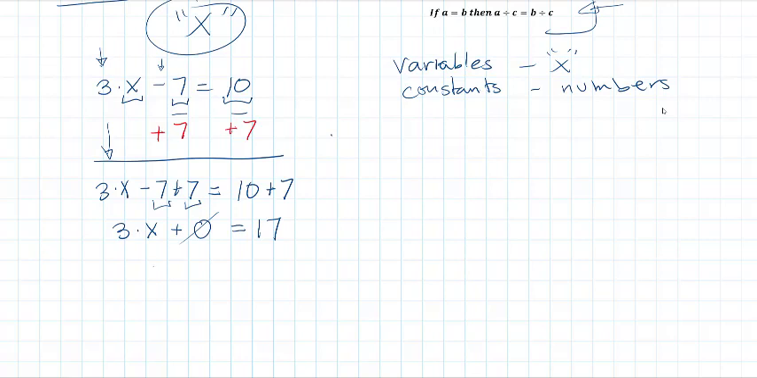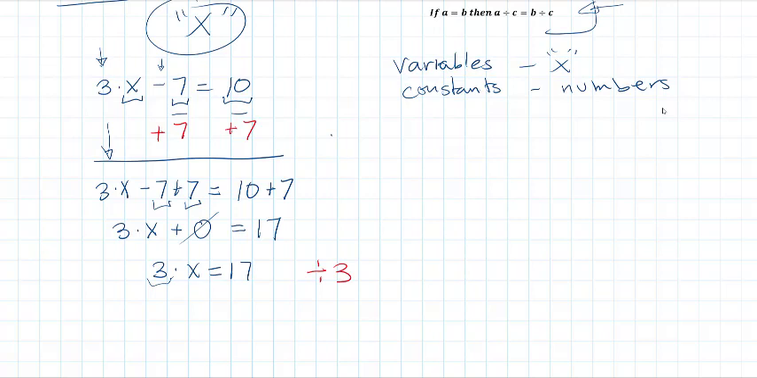What will be our next step? Let's write this out without the 0. Our next step will be to try to get rid of this coefficient, right, this number that is multiplying our x, so that we can isolate x completely. What is the inverse operation to multiplying by 3? The inverse operation to multiplying by 3 is division by 3. So let's go ahead and divide by 3.